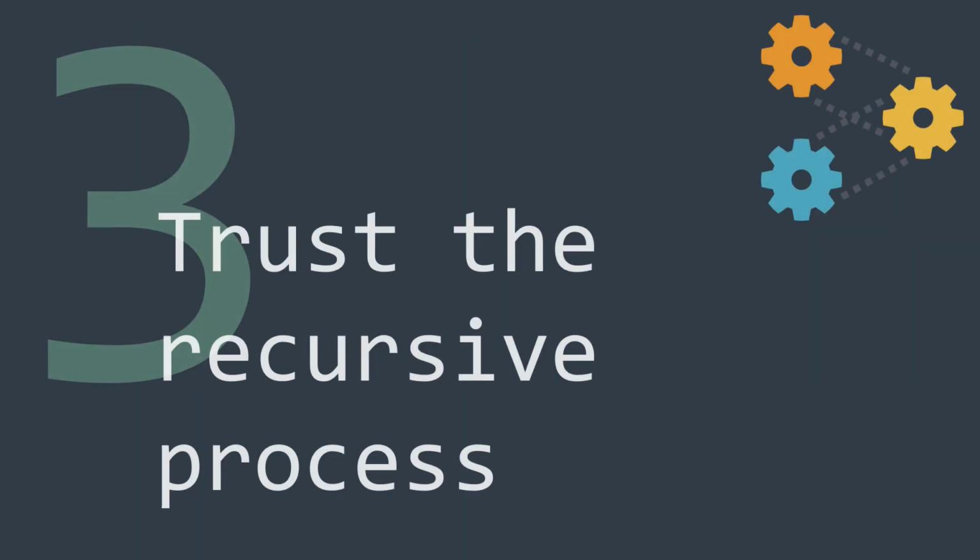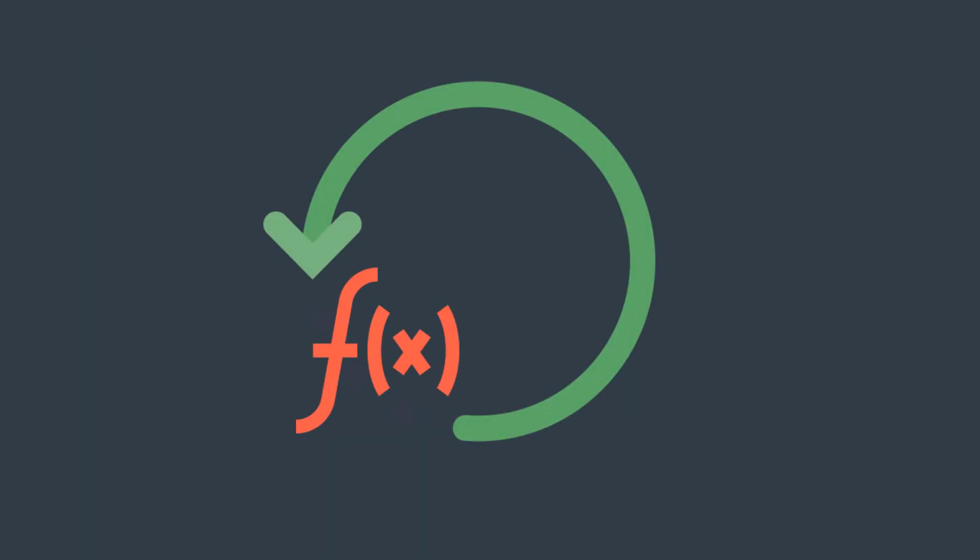Third key, trust the recursive process. This one is very important. One of the things that are confusing when writing a recursive function is that when you call the function again, you're using a function that you're still defining, so it's kind of weird. This is why you start having doubts about whether things will go right when you use this function later, because you don't trust the recursive process.